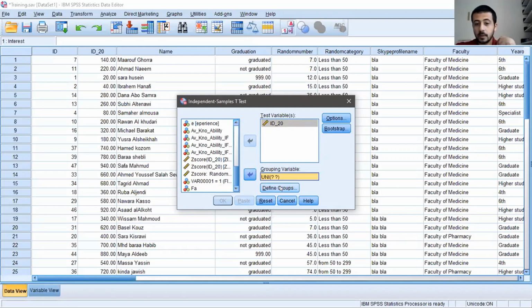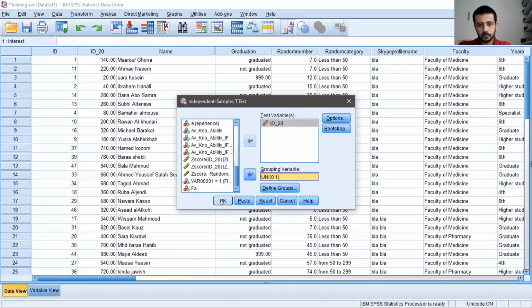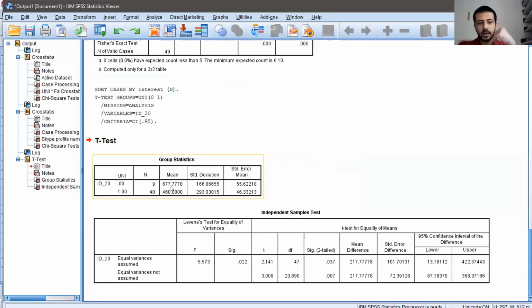For example, university. The grouping variable is something categorical that can divide the continuous column into two groups, so I can compare the continuous variable in this group to the continuous variable in this group. Group 1 is 0, group 2 is 1. Continue.